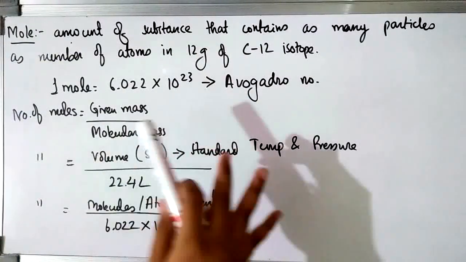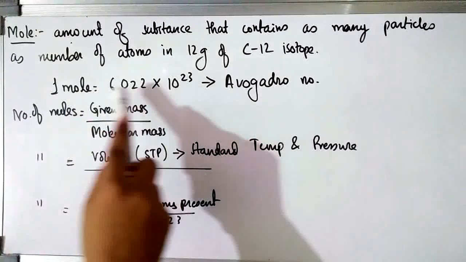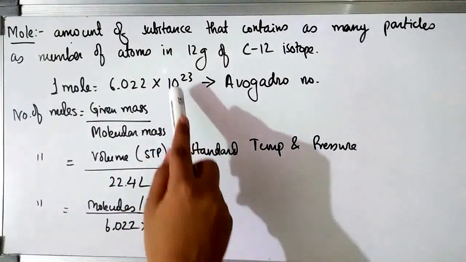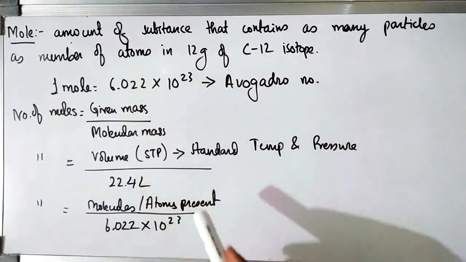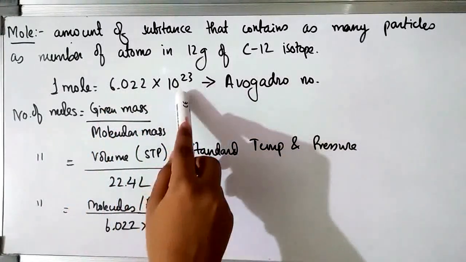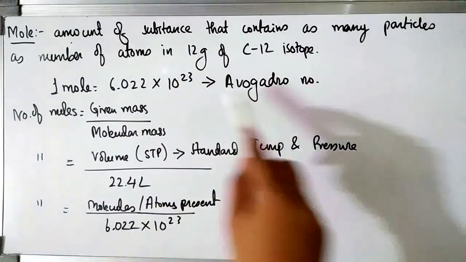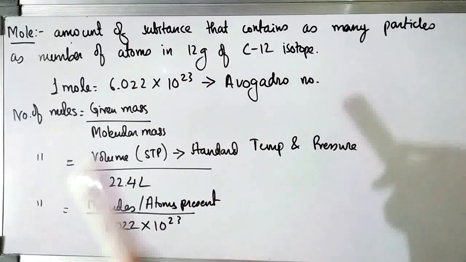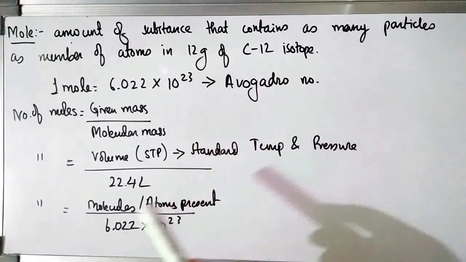Okay, and to be very simple about it, we can say that the value of 1 mole is 6.022 into 10 to the power 23 particles. These particles can be either atoms or molecules, and this 6.022 into 10 to the power 23 is also called the Avogadro number. 1 mole consists of these many particles, and those particles can be atoms or they can be molecules.